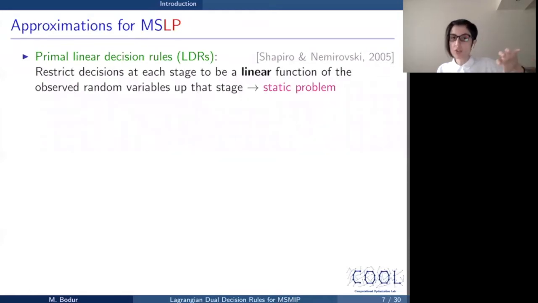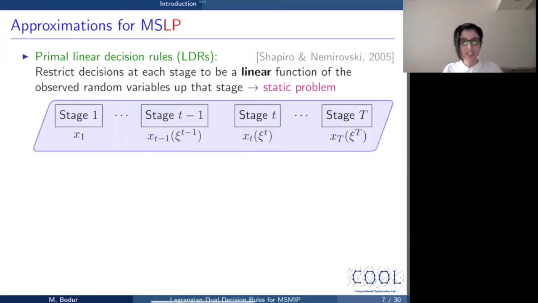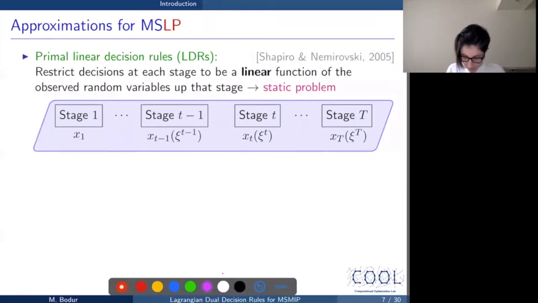Once you restrict all of your decisions in that manner, that will collapse your whole multi-stage problem into a static one. So here's what's going on. This is our multi-stage stochastic program, and note that every decision here is unanticipated, but they still depend on the whole history.